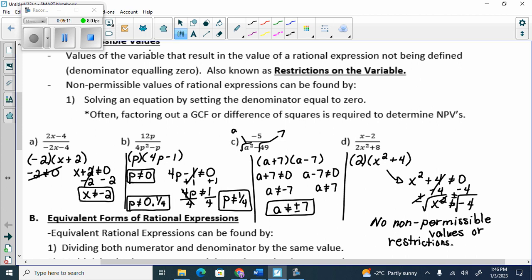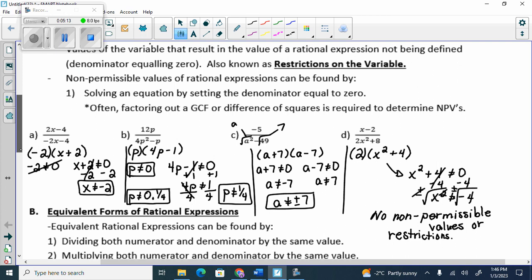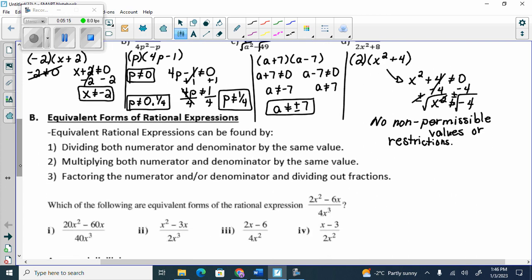So that's NPVs. Then we have equivalent forms. Now, equivalent forms means if you're asking for an equivalent rational, you can multiply the top and the bottom by the same thing, or you can divide the top and the bottom by the same thing. Okay? But it has to be done to the top and the bottom. That's equivalent. Simplifying, you have to cancel something off. That's the same. So it's only division. But equivalent, you can multiply or divide.